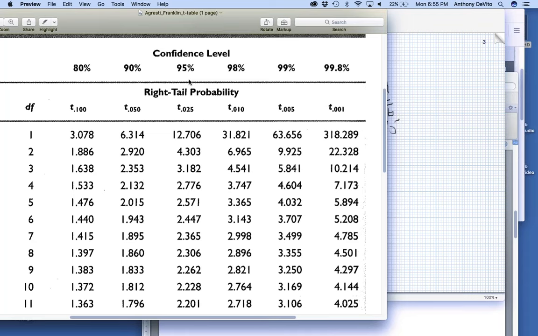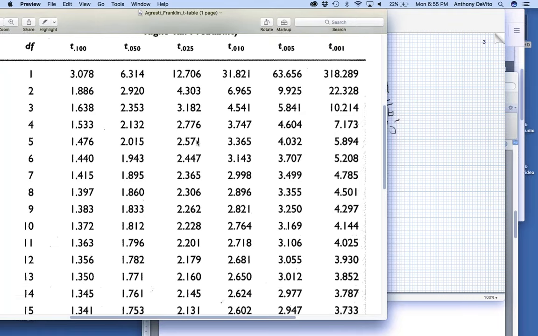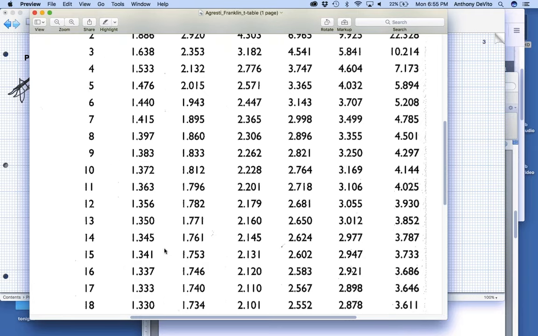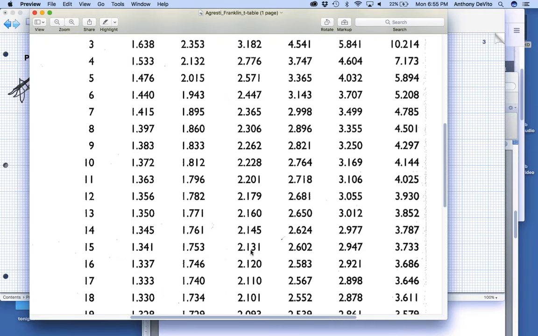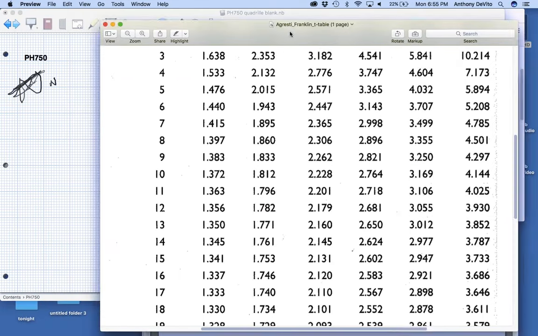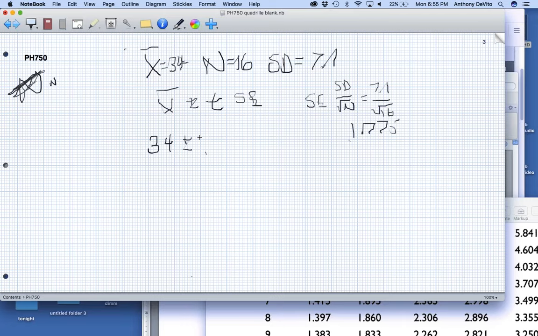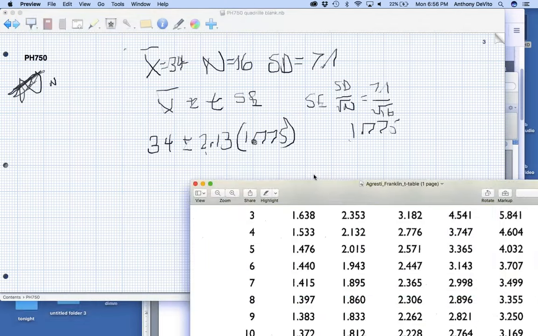Now notice that it says the confidence level is 95%, but it describes the right tail probability as 2.5%. T-score for 2.5%. Take a look at that in a second. So I'm going to just get that number for now. 15 degrees of freedom is going to be 2.13. I'm just going to round it off to that. So our t-score is going to be 2.13. Write that in there, 2.13 times our standard error, which is 1.775.